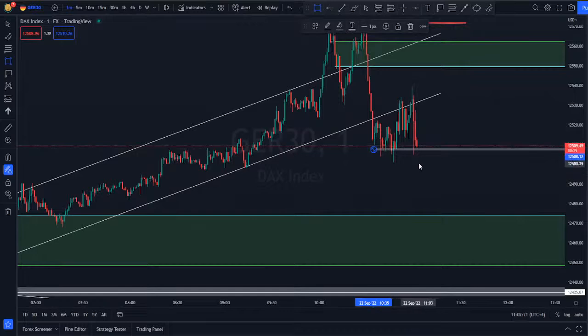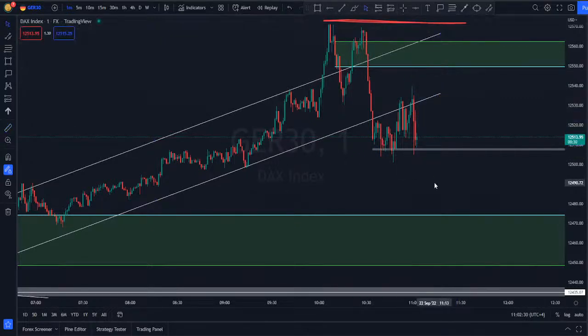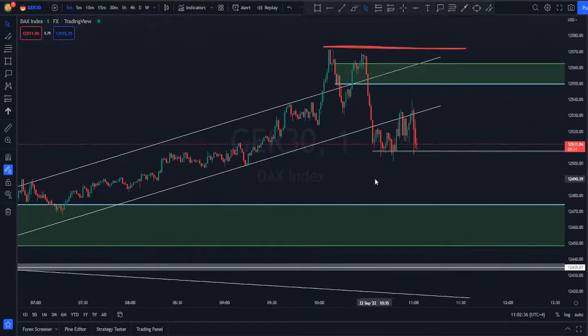If we can secure a closure below here, then we can attempt a sell. Okay, that's very fine, that's very beautiful. 30 to 35 pips is optimal for this. It is an optimal risk, I would say.